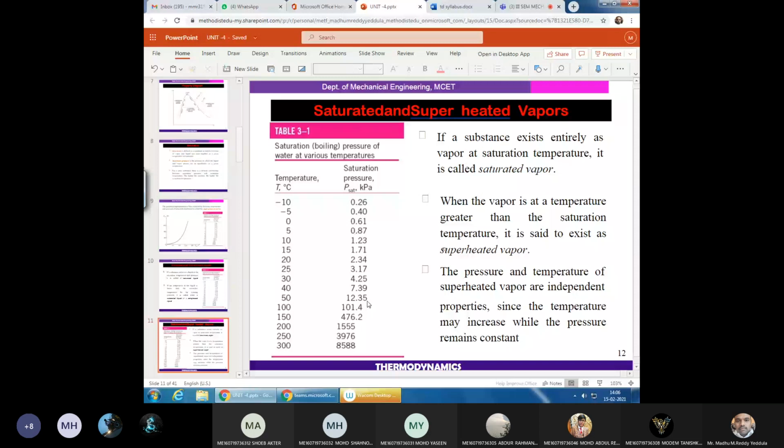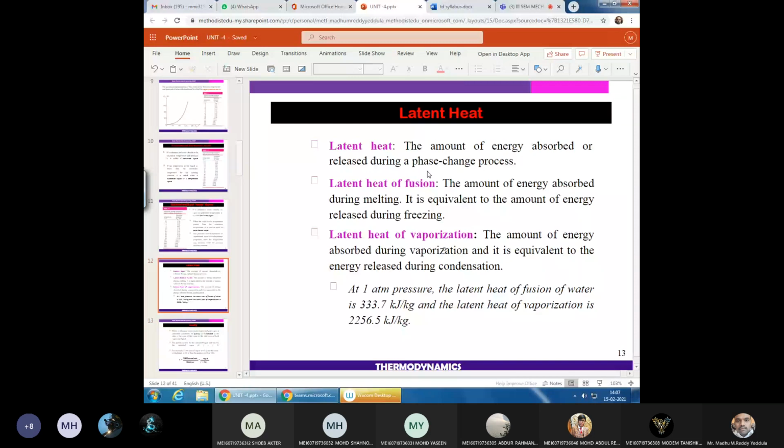Right, I think latent heat of fusion, latent heat of vaporization, right? So latent heat is nothing but the amount of energy absorbed or released during the phase change process. Latent heat means there will be change of the phase. So during that process the energy may be absorbed or released. Let us say if you want to convert liquid to vapor, it is an absorption process. If you want to convert vapor to liquid, it is the rejection, releasing process.